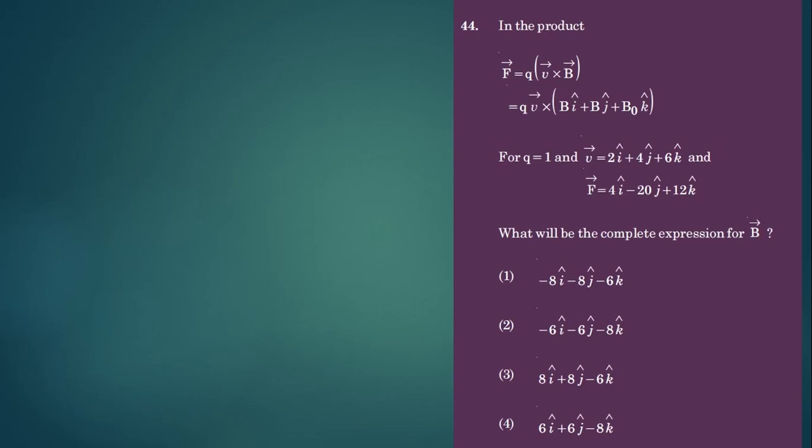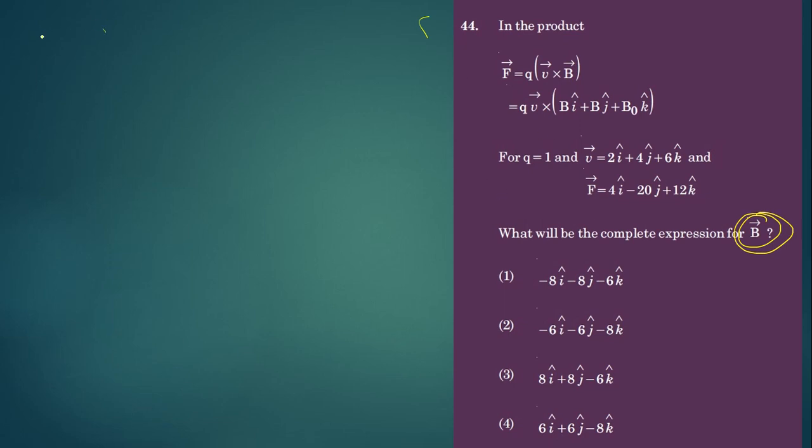This question looks like it belongs to magnetism, but without knowing the magnetism concept, we can solve this. According to the question, F is equal to Q in bracket V cross B. The velocity is given, F is given, and we are supposed to calculate the magnetic field B. The question does not describe whether F is force, V is velocity, B is magnetic field. It is not required as well. We are supposed to calculate the expression for B. How will we do this?